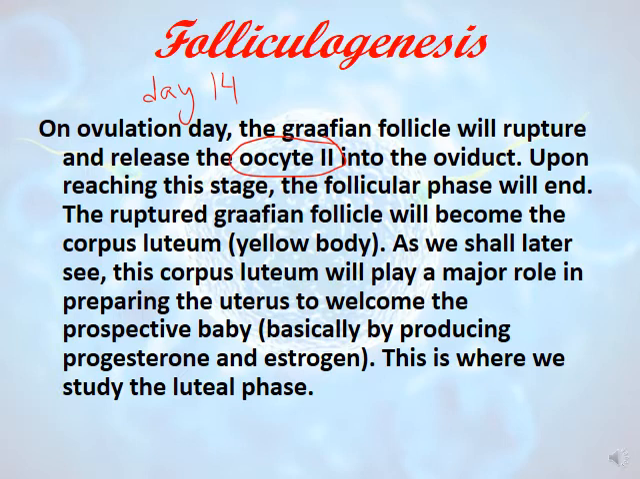So the ruptured Graafian follicle will become the yellow body, which is called the corpus luteum. This corpus luteum has an important role in preparing the uterus to welcome the baby, producing the hormones estrogen and progesterone, the female sexual hormones. This is where we study the luteal phase.